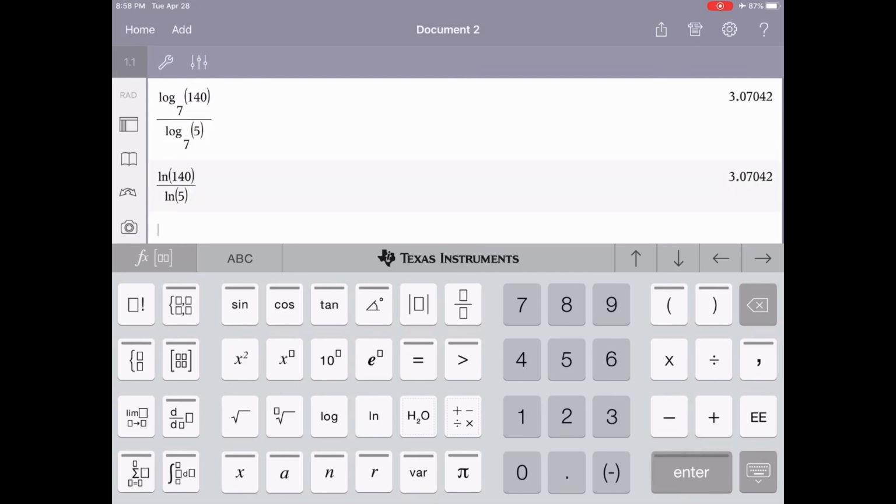All right, so basically that's not an actual proof, but it does show you, at least for these examples, this is going to work. This is what the change of base formula is. It's the log of the argument divided by the log of the base. That will give you a decimal approximation. It is how you change the base.